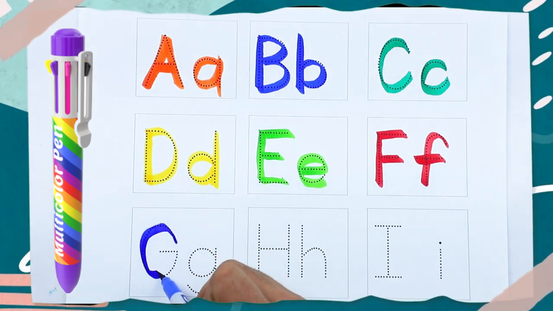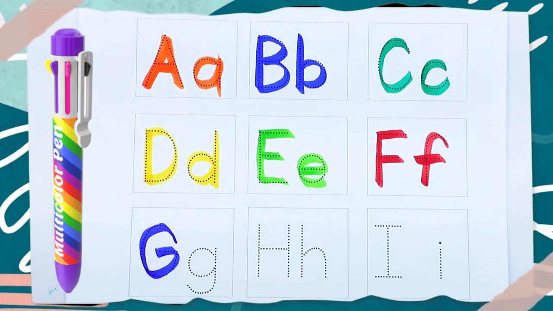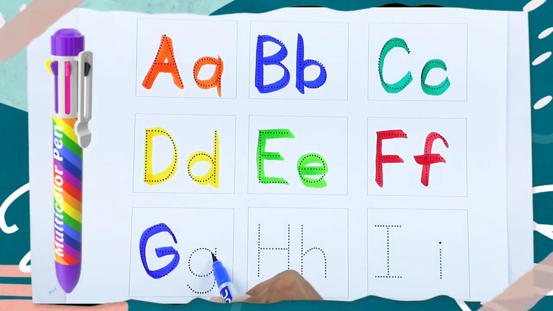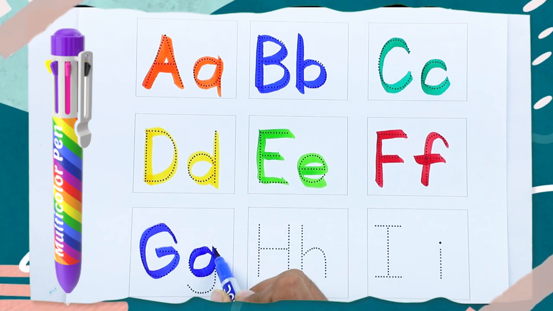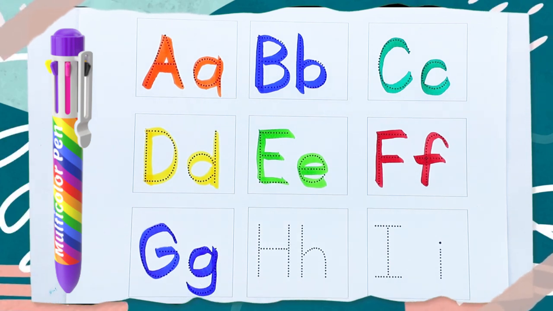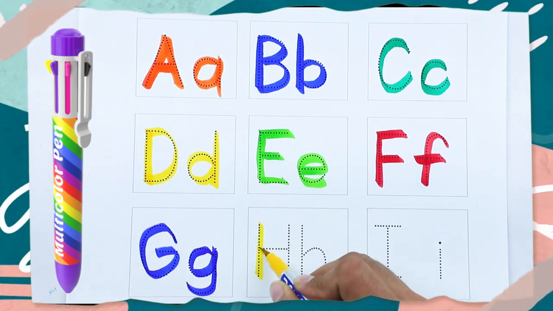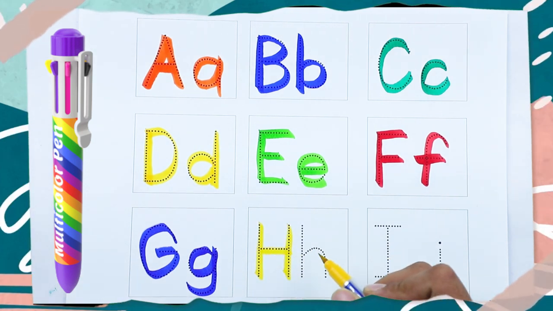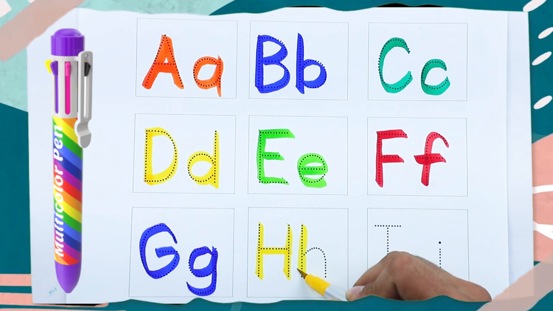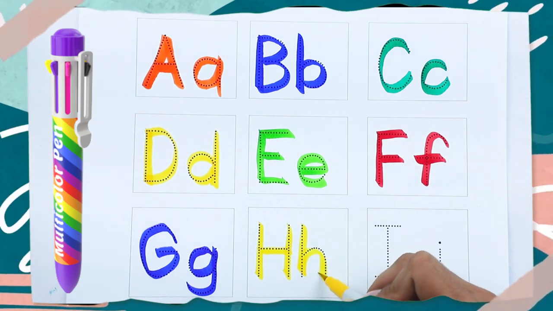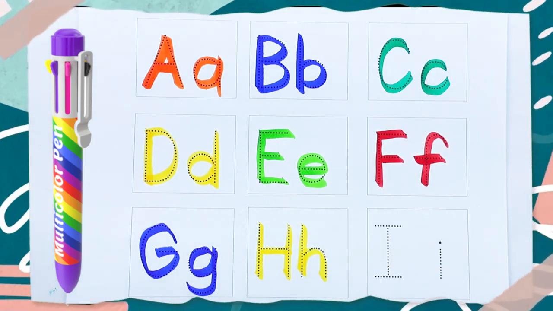Blue color, capital G. G for goat. Blue color, small g. G for goat. Yellow color, H. H for hat. Yellow color, small h. H for hat.